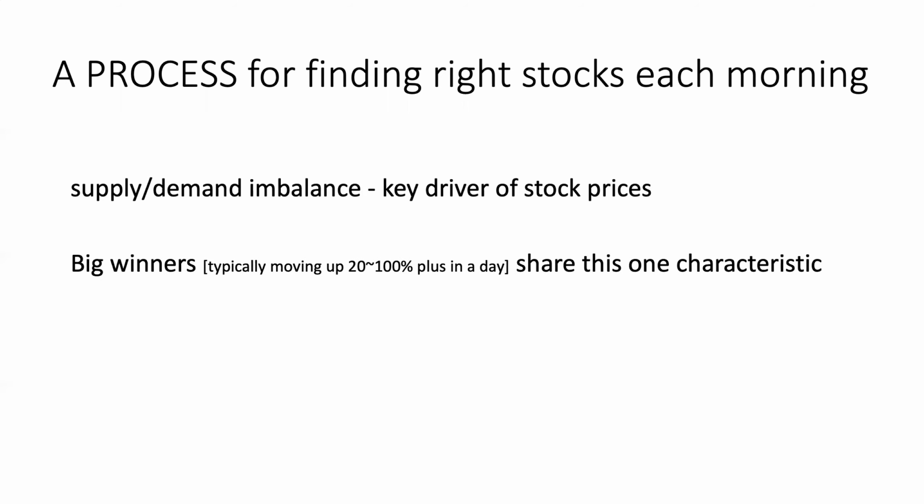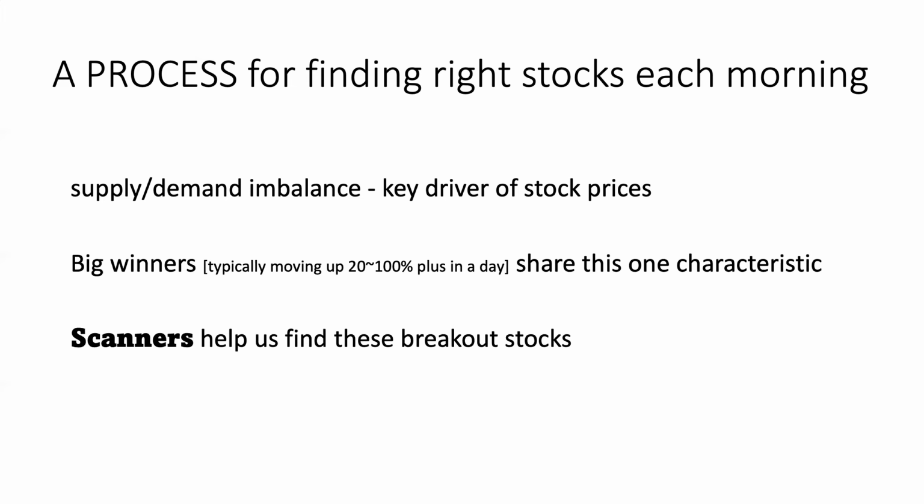So the big winners typically move 20 to 100% every day. I'm not kidding. Every day you will find these big winners, and they all have one characteristic, this demand-supply imbalance. And the scanners or screeners allow us to find these big winners on a daily basis.